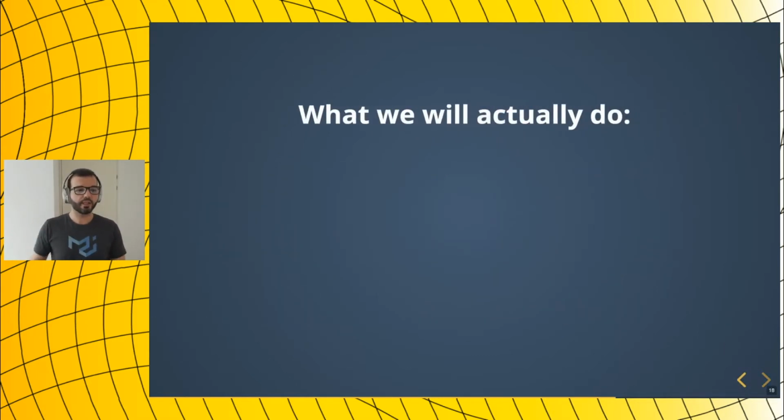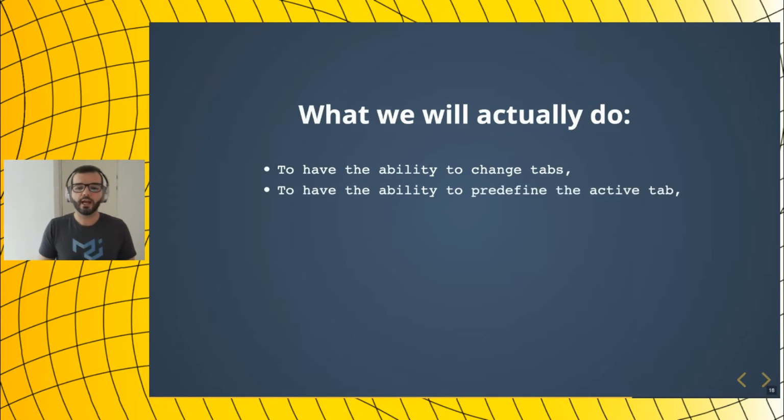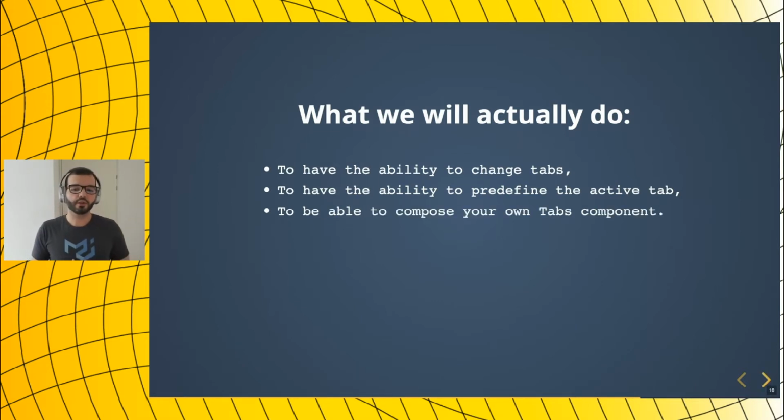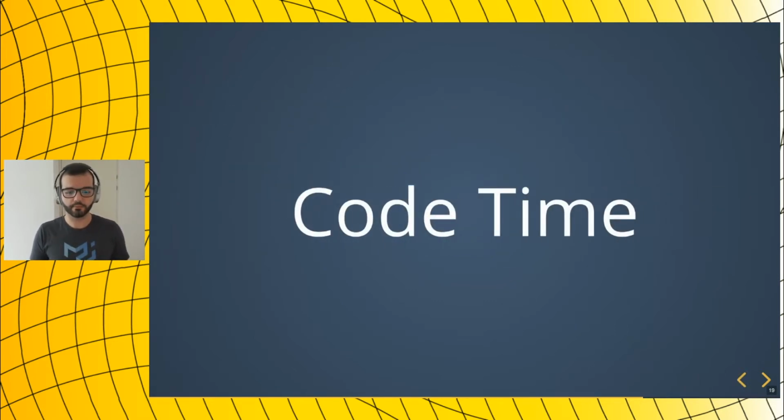So having that nailed down, let's actually scope it down even more because we're time limited and see what we're actually going to do in this talk. We're going to have the ability to change tabs. That's the default one. We'll have the ability to predefine which tab is active, so basically set a default active tab. And the last one, of course, is the ability to compose your own tabs component. Cool. So enough talk, code time.